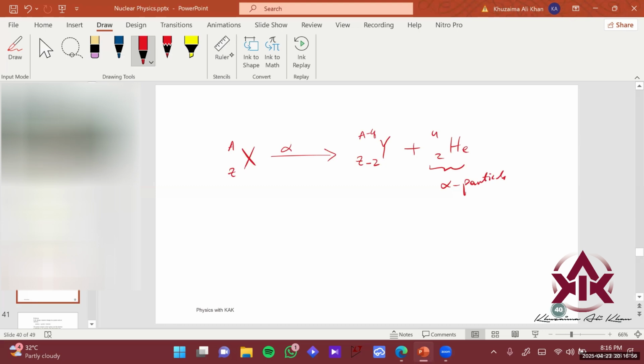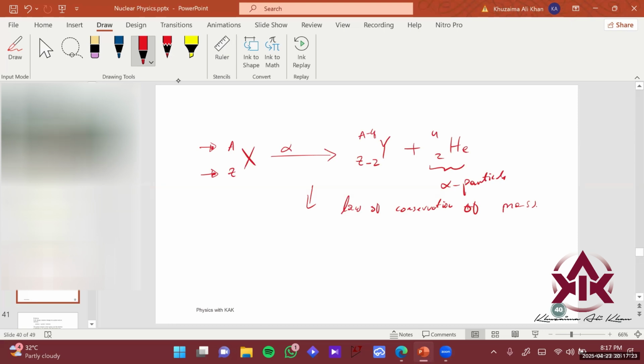So if you want to make sure the sides are balanced, that is the law of conservation of mass being satisfied here. You can check the mass number and you can check the proton number. Both should come out to be the same on the left hand side and the right hand side, right?